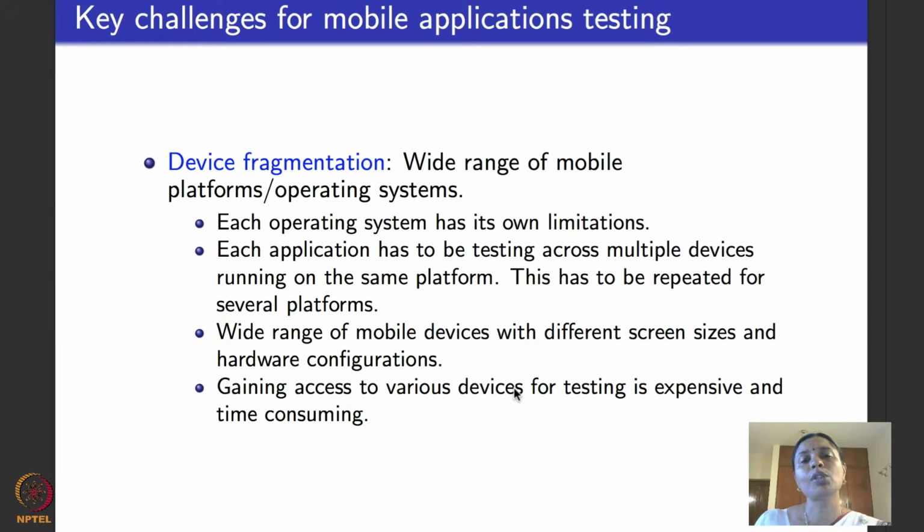When it comes to system level testing of a mobile application, what are the key challenges? The biggest problem in this area is what is called the device fragmentation problem. What does it mean? It basically means that there are so many different mobile phones: very expensive phones, very cheap phones, phones that are feature rich, phones that have a good camera, and so on. There is a huge range of operating systems, platforms, and phones. So the problem is that each operating system has its own limitations.